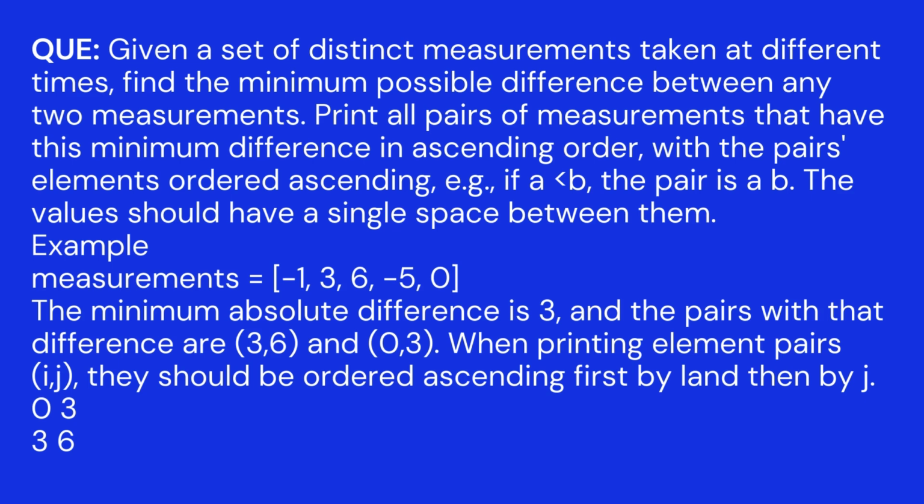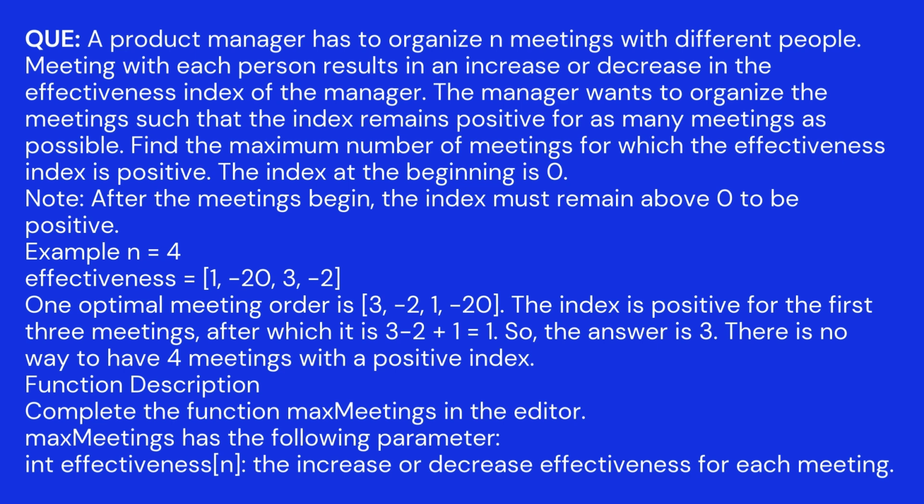Example: measurements equals -1, 3, 6, -5, 0. The minimum absolute difference is 3, and the pairs with that difference are 3, 6, and 0, 3. When printing element pairs i, j, they should be ordered ascending first by i, then by j. 0, 3, 3, 6.